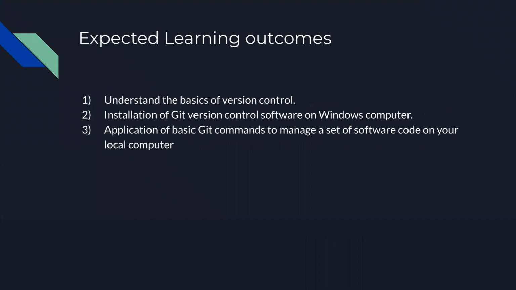After watching this presentation, first, you will understand the basics of version control. Second, the installation of Git version control software on Windows computers. Lastly, using basic Git commands to manage a set of software code on your local computer.